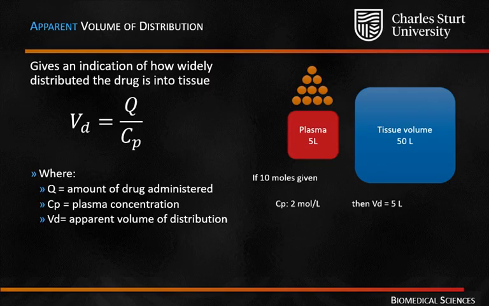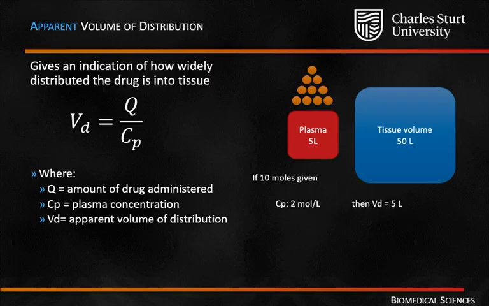The equation that is used to calculate the apparent volume of distribution is basically a concentration equation, essentially. It's the amount, or the mass, divided by the plasma concentration, and that will give you an apparent volume of distribution. The amount could be moles, milligrams, grams, something like that, divided by whatever is found in the plasma. So if we have a look at an example, say the person is given 10 moles, or 10 grams if you like, and when you test the plasma, you find there's 2 moles per litre.